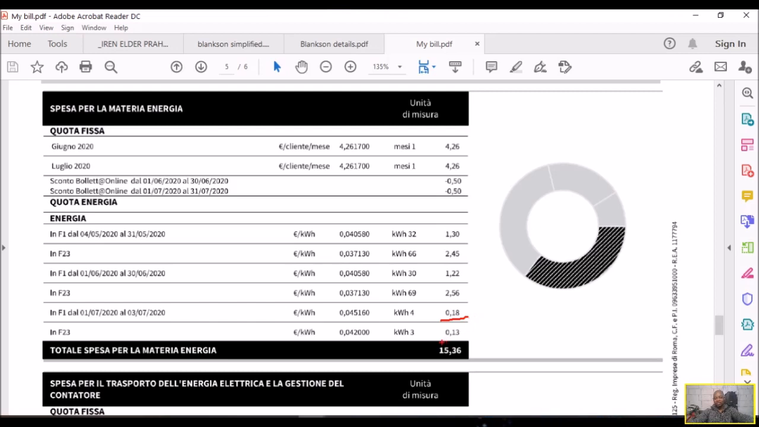So my F1, F2, F3 within those 3 days calculated is what is giving me 0.18 cents, 0.13 cents. So at the end of the day, it comes to 15 euro 36, which is your total spesa per la materia energia. If we want to verify, we can make the calculations.